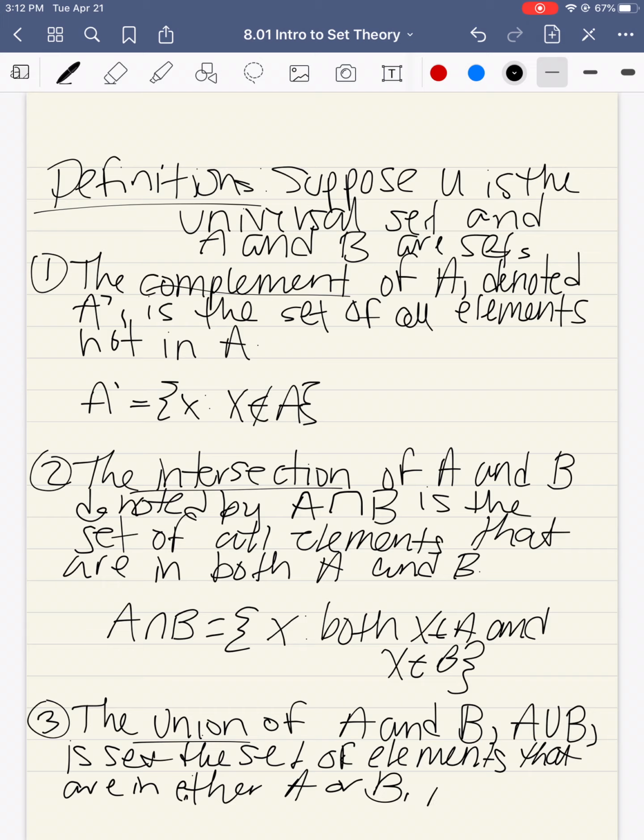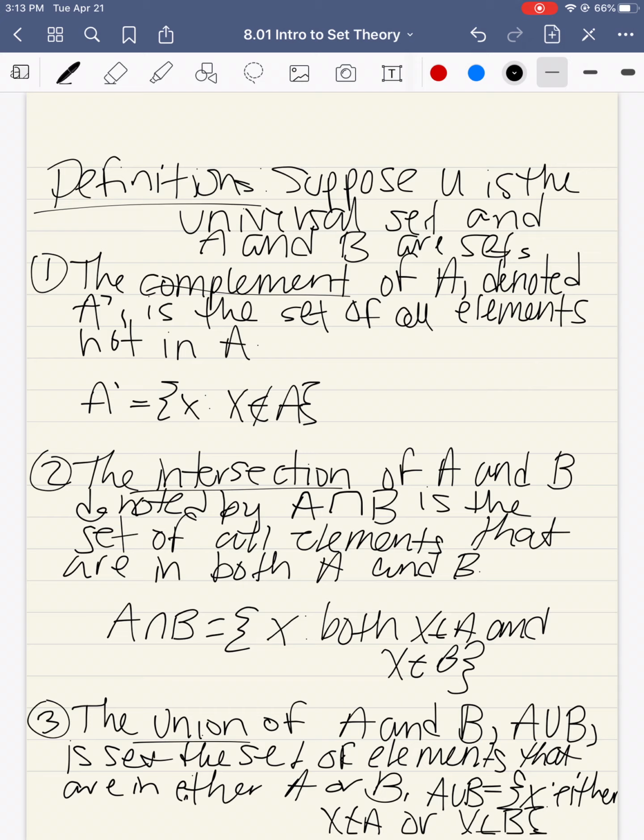So we can denote that as A union B is equal to X such that X is either in A or X is in B, or both. So that's another caveat here. Union, it could be in A, it could be in B, it could be in both. So that follows the notion of or from logic. This isn't an exclusive or situation.